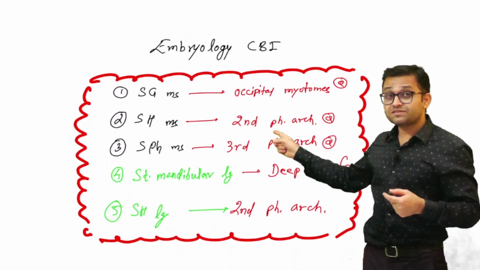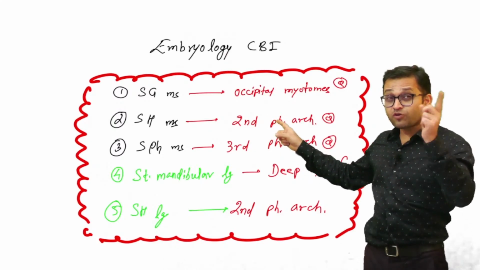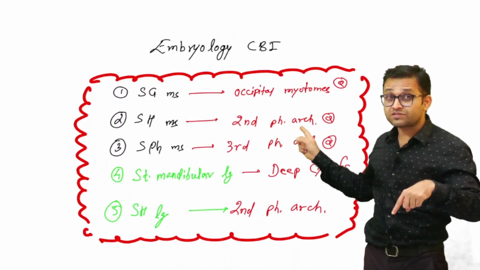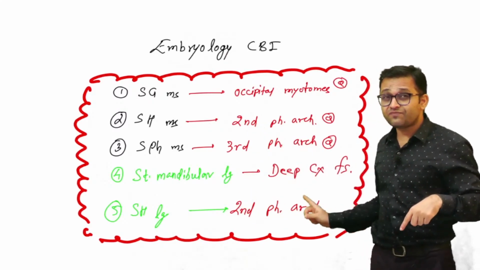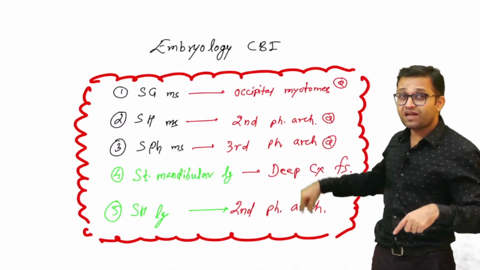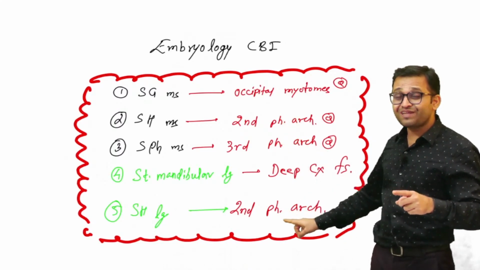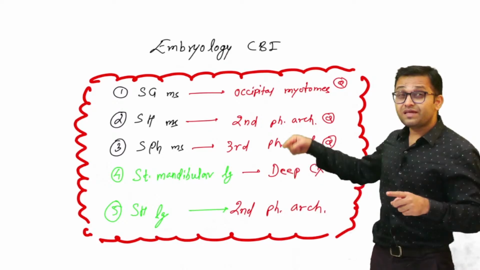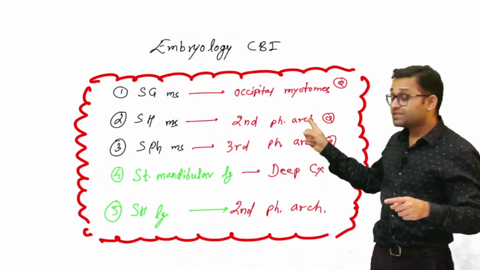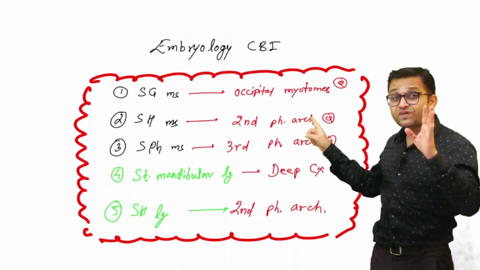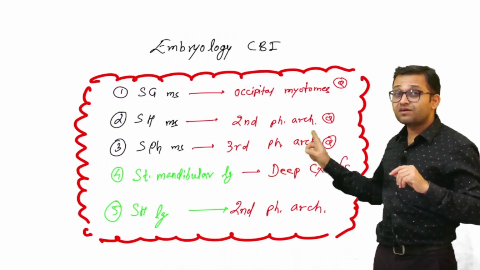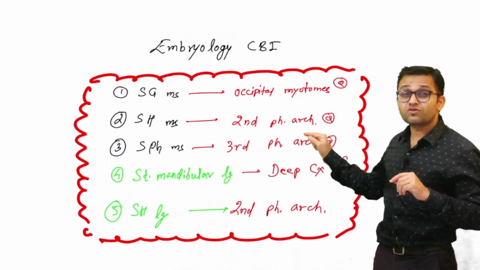Stylohyoid muscle: S for stylohyoid, S for second pharyngeal arch, S for stylohyoid ligament, second pharyngeal arch. Both are second pharyngeal arch derivatives. So what should be the nerve of the muscle? Remember, not the ligament; ligaments are not supplied by a nerve. Stylohyoid muscle is supplied by the nerve of the second arch, that is the facial nerve. Stylopharyngeus muscle, third pharyngeal arch, so nerve of the third pharyngeal arch, glossopharyngeal nerve.